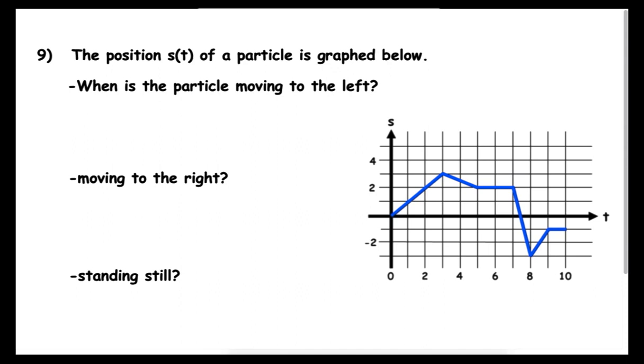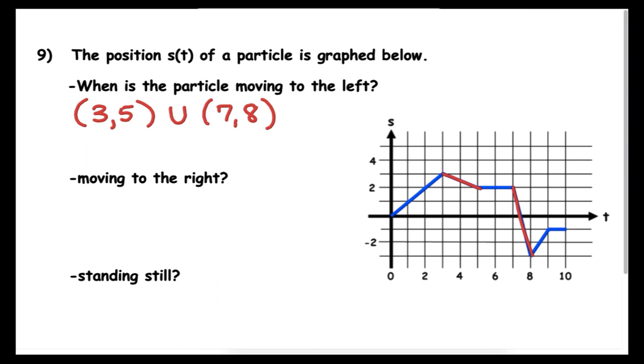Well, you're moving to the left between 3 and 5, right here, because you're going from a position of 3 to a position of 2, so that's to the left. When we say 3 to 5, I write it in interval notation with parentheses. You're also moving to the left right here between time is 7 and time is 8. So between 7 and 8. And we put the symbol in the middle of a U, which is the union. That means or. So the particle is moving to the left between 3 and 5 or between 7 and 8.